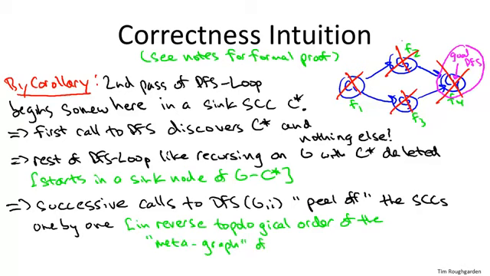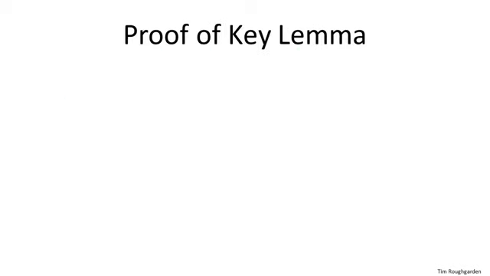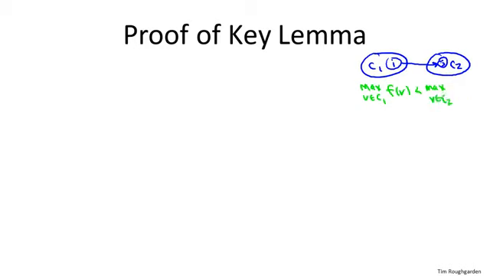And so what we need to do is prove the key lemma. Let me remind you what it says. It says if you have two adjacent SCCs, C1 and C2, there's an arc from a node in C1, call it I, to a node in C2, say J, then the max finishing time in C2 is bigger than the max finishing time in C1. As always, these finishing times are computed in that first pass of depth first search loop in the reversed graph.